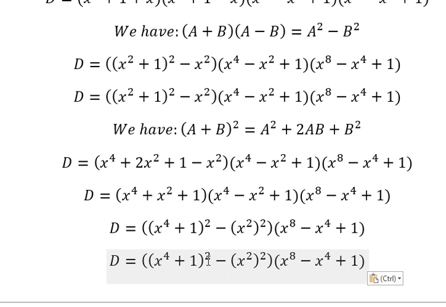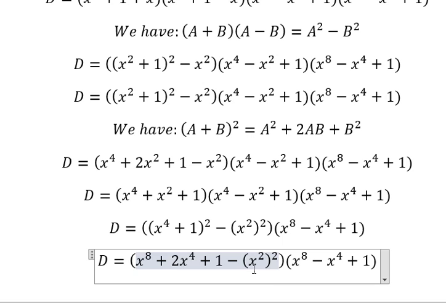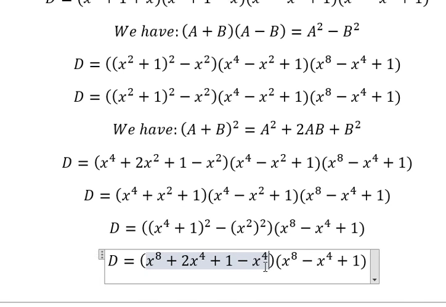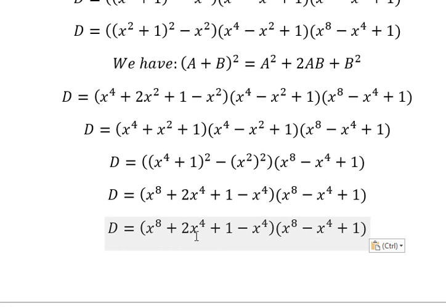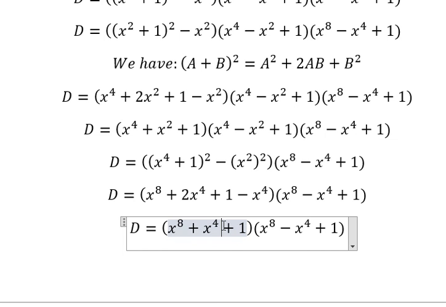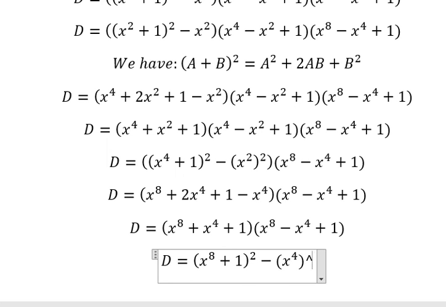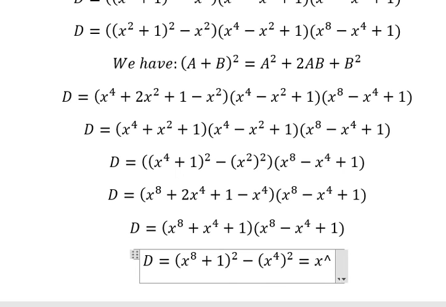And now we need to expand. So 2s to the power of 4 minus s to the power of 4, so that is s to the power of 4. And now we can do the same for the last one. So we have it like this.